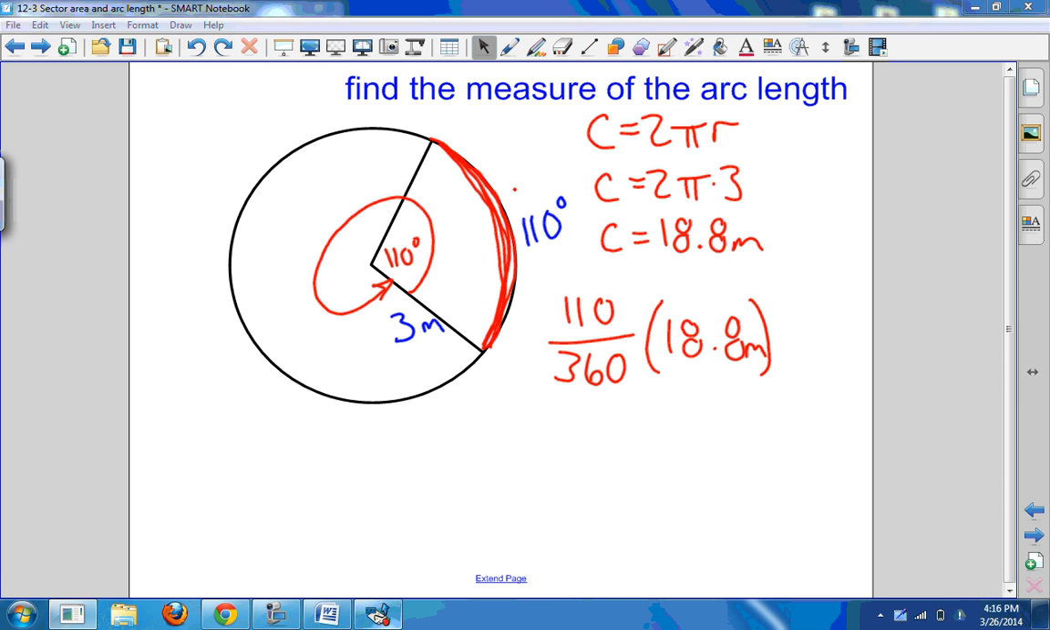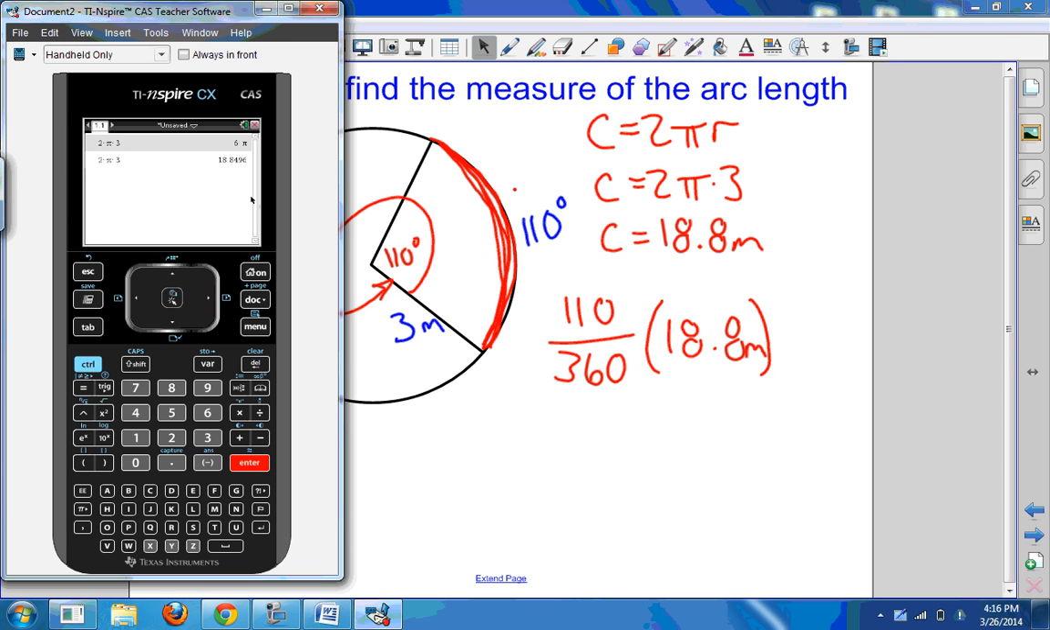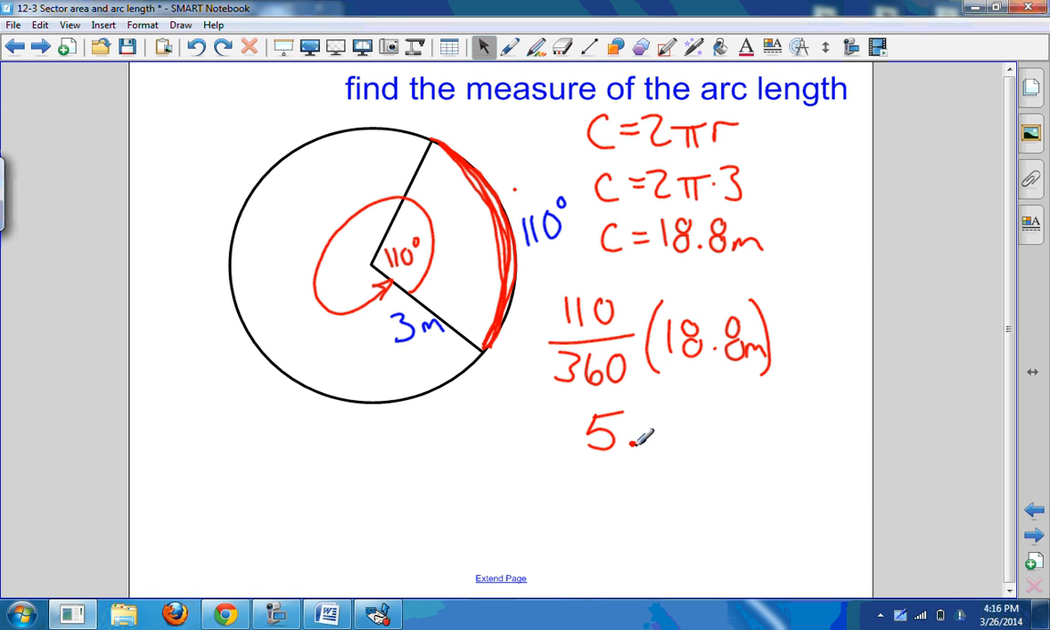So let's do that in our calculator. I have this already, so I'm just going to use the answer times a fraction, 110 over 360, because it'll be more accurate that way. And I get 5.75958. We'll call it 5.8. So about 5.8 meters. That would be the distance for just this section here, right through there, which is less than our circumference, which is what we were expecting.